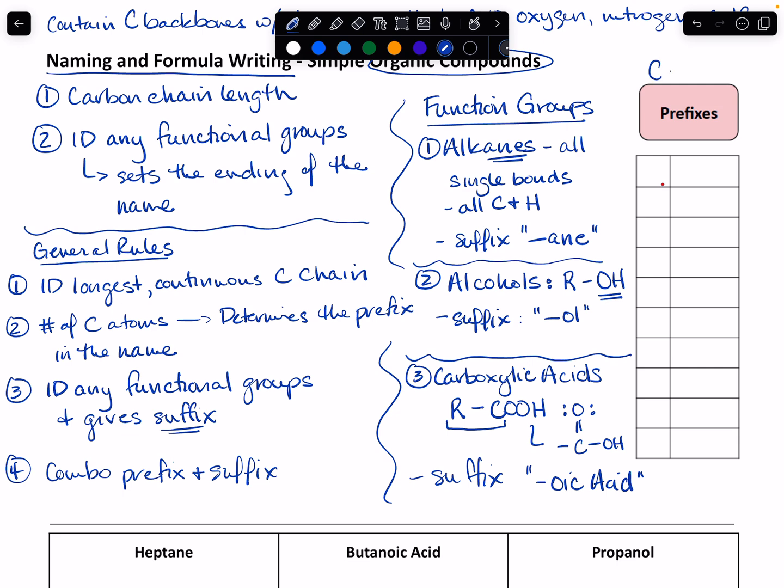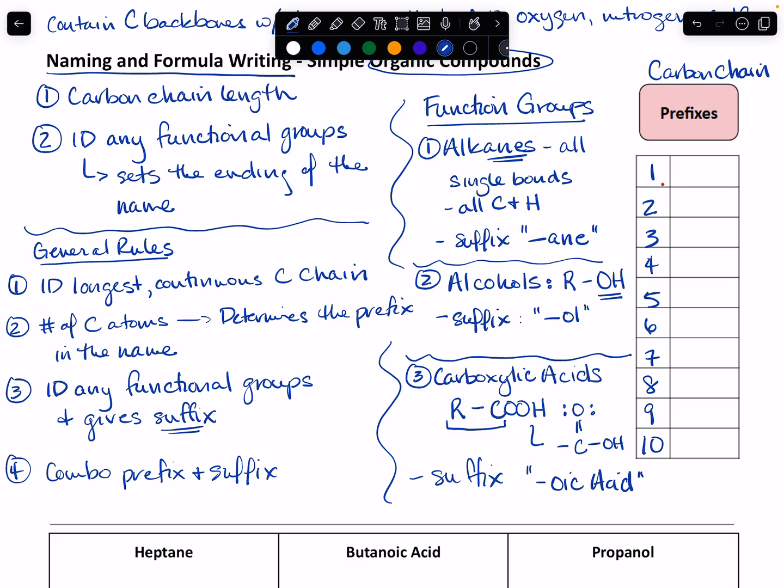And again, these are the carbon chain prefixes. So we'll again look at 1 through 10. And I know you're saying, but Dr. Nigro, we learned these for the covalent molecules. Well, unfortunately, they are not the same.